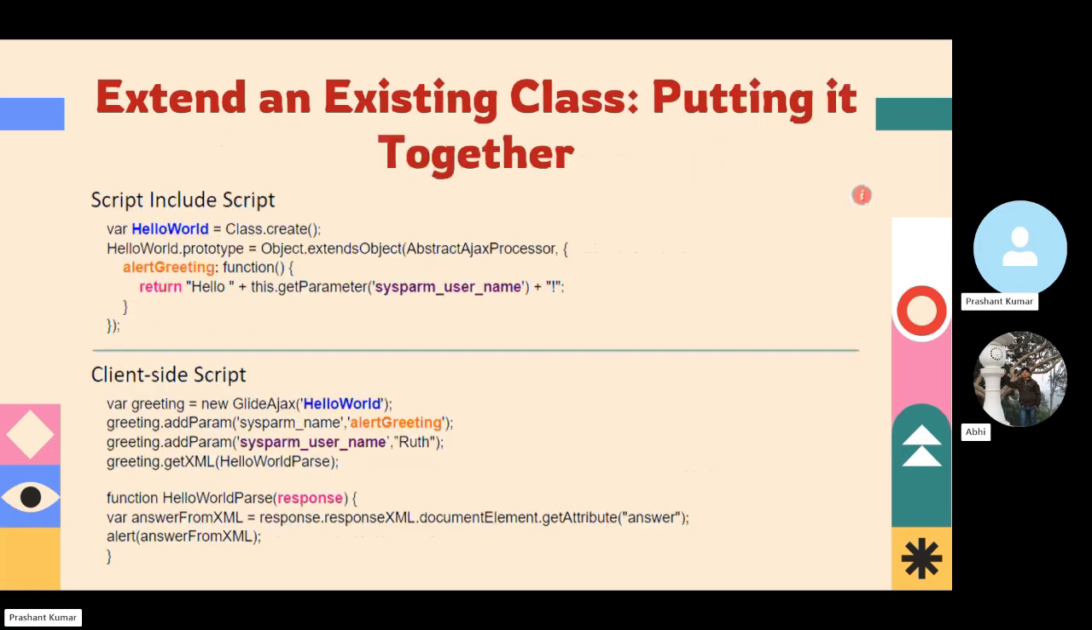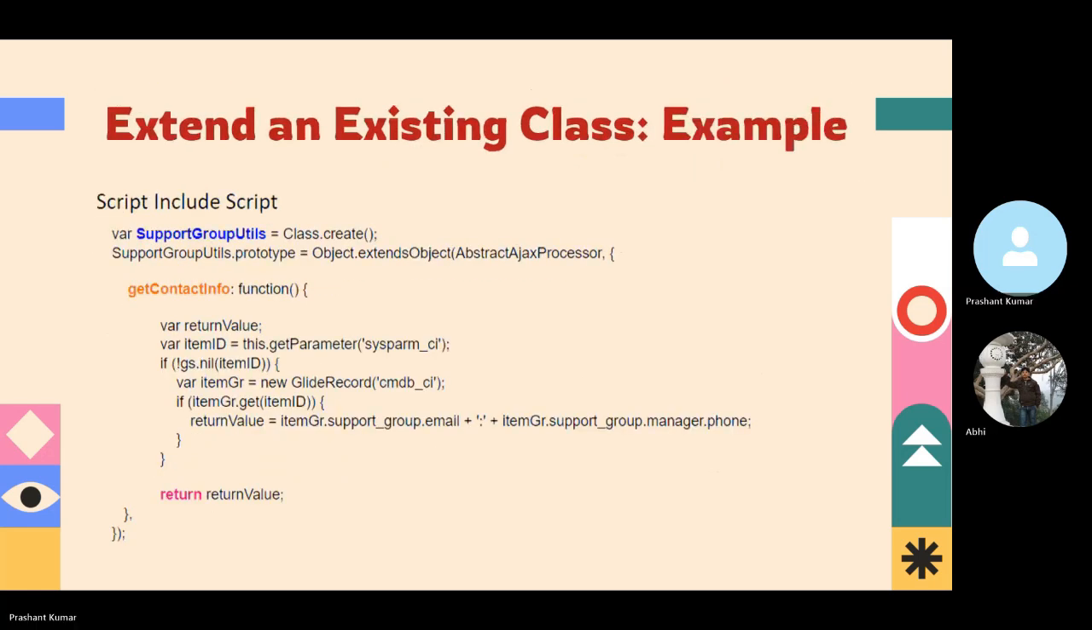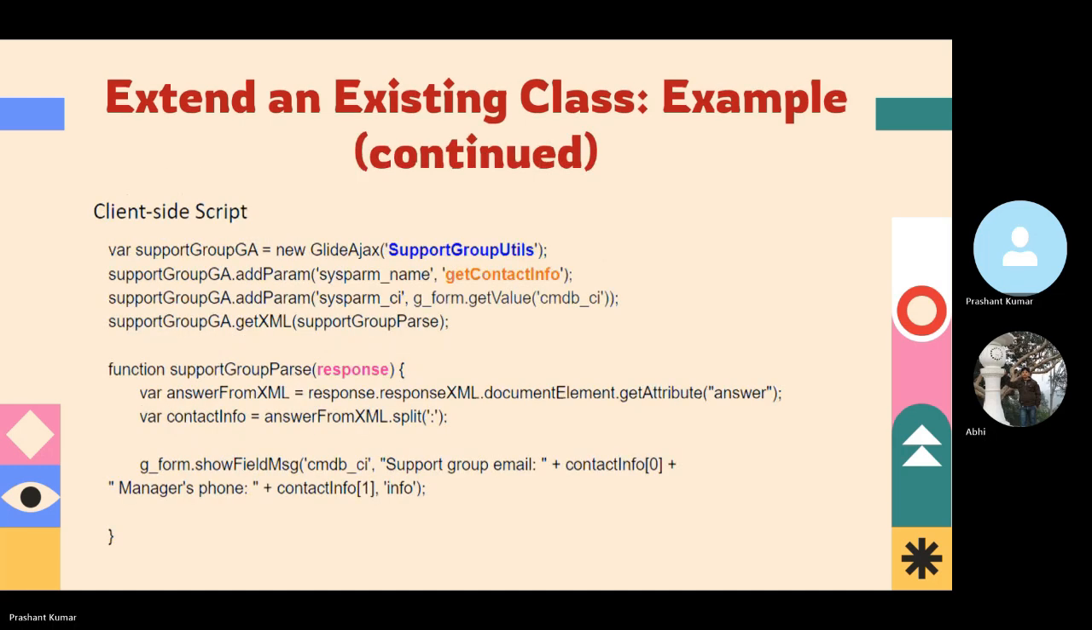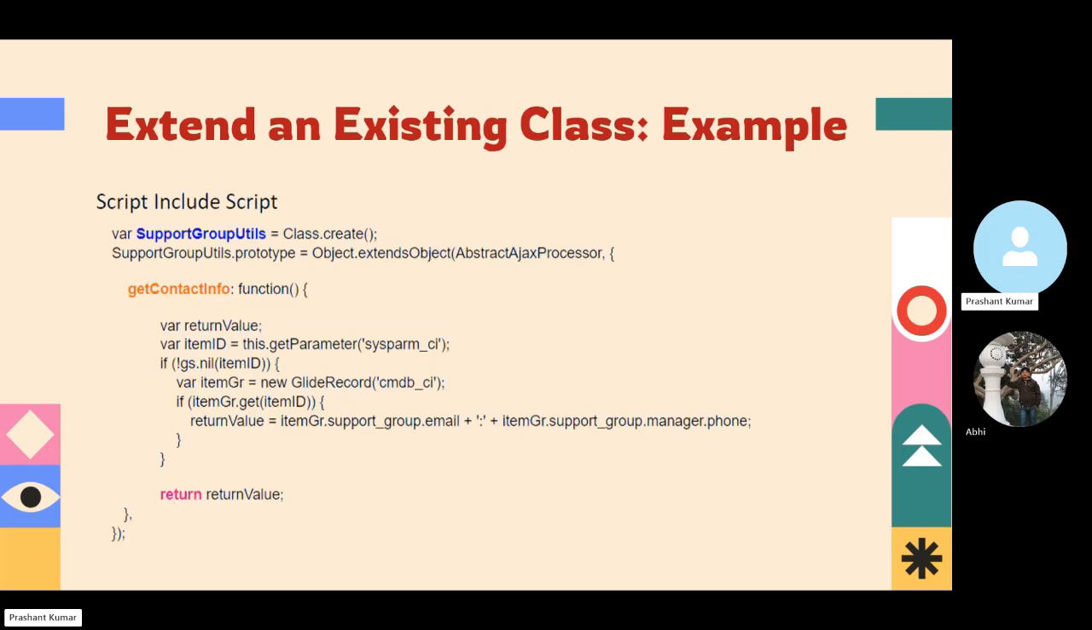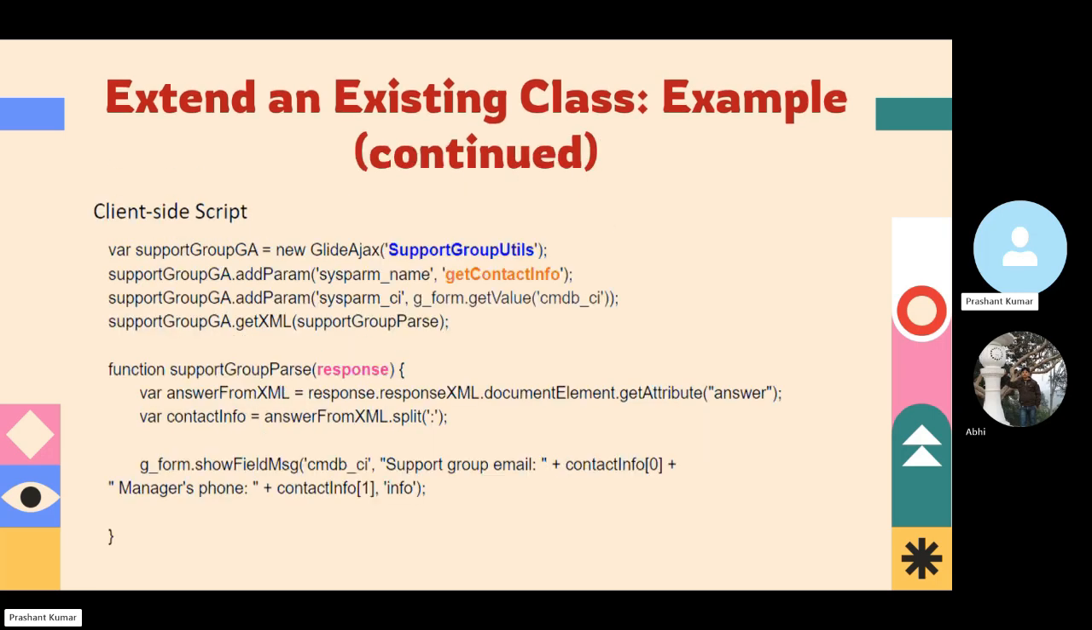This is the first example where we are returning a limited value, a single value returned from a single record. And suppose we have to return multiple records. Here, if you see, they are writing an if block. This is client side, this will be script include side, and this will be client side.